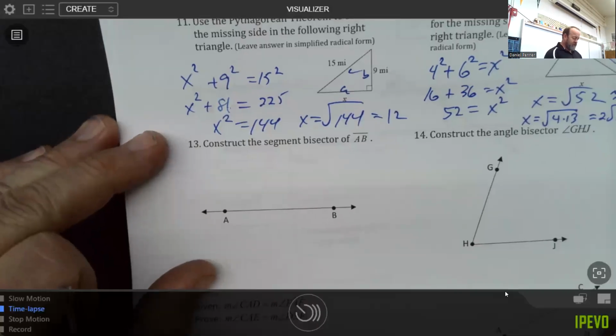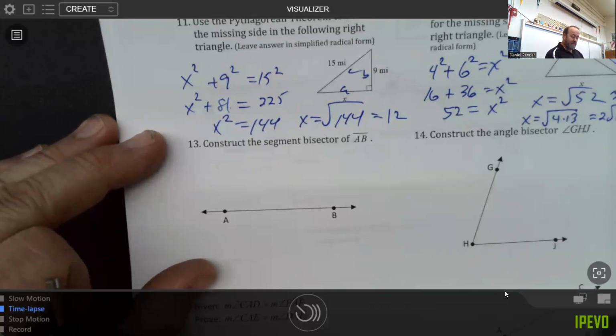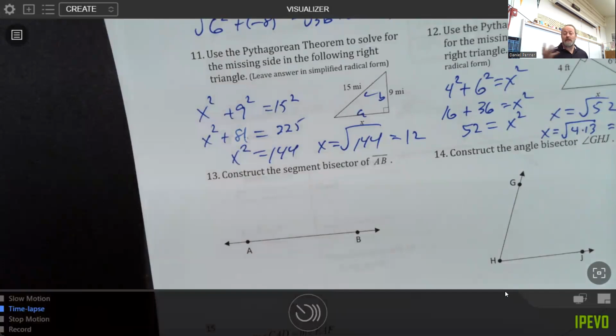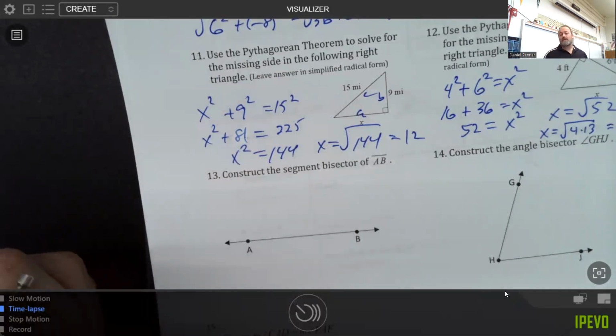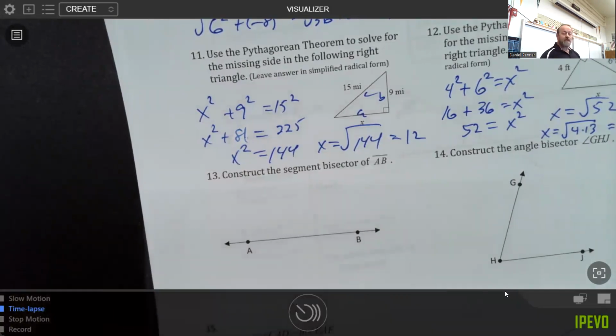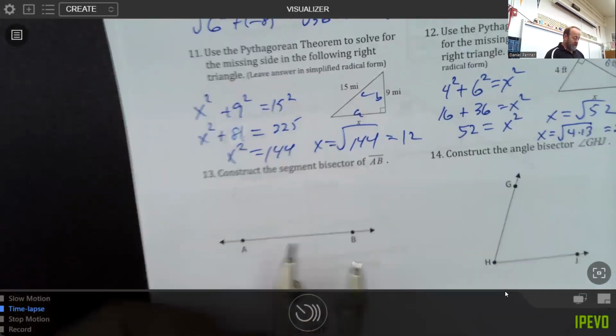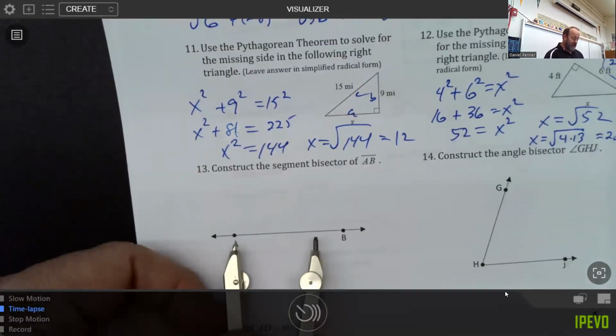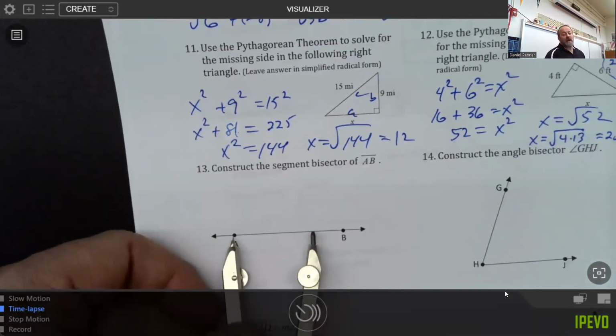So if we're looking for a segment bisector from A to B, which is equivalent to the construction if we said find the perpendicular bisector, or if we said to find the midpoint, all of those things are the same. So what we usually tell students to do on this is take your compass and open it up a little bit more than halfway to A to B. And again, it could be a lot more or a little bit more, but it does need to be more than halfway, and that's important.